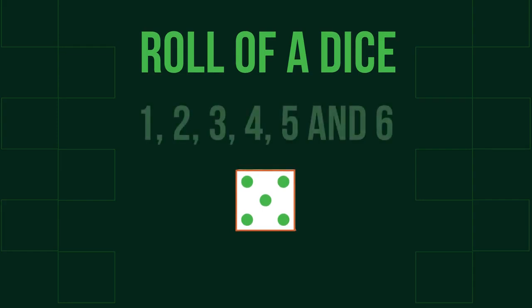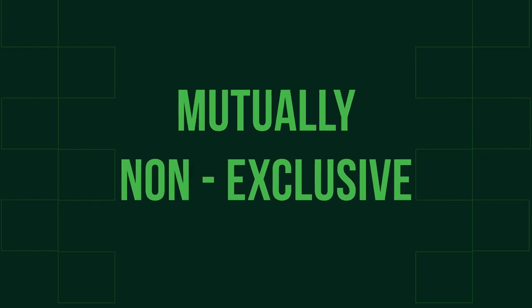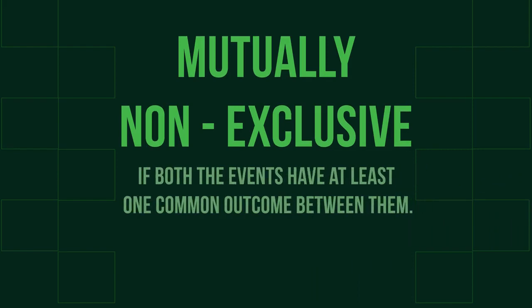Another example is the roll of a standard dice. The outcomes are 1, 2, 3, 4, 5 and 6, but we can only have one, not more, for the answer. We can also have events that are mutually non-exclusive. Two events are mutually non-exclusive if both the events have at least one common outcome between them. The two events cannot affect or prevent the occurrence of one another, so we can say they have something in common.